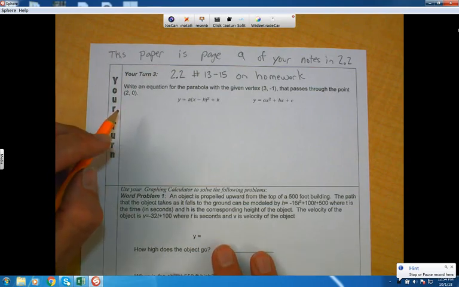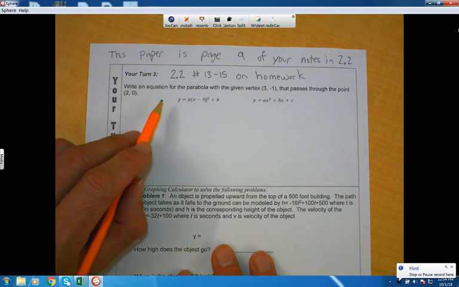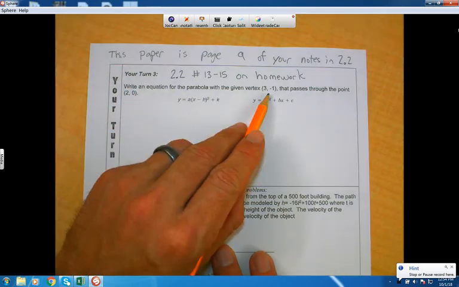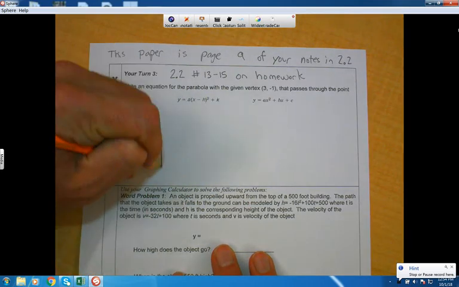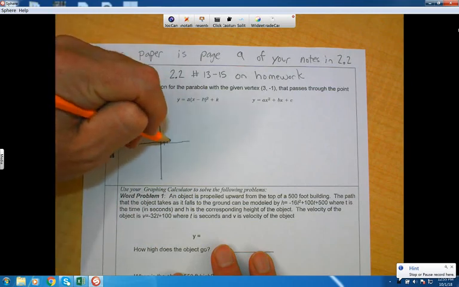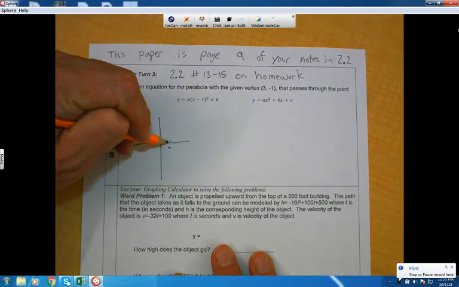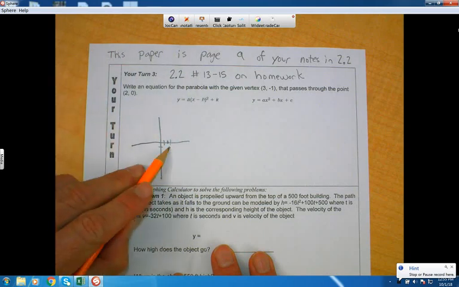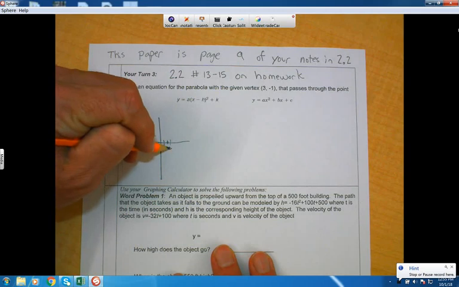First thing I want to do is make sure you even know what the question is asking. It says write an equation for the parabola with this vertex that goes through this point. So let's get a visual look at what's going on there. It says that the vertex is at 3, comma, -1. This is where the parabola changes direction. And then it goes through the point 2, 0. So this is the one where it changes direction, and then it goes through there. So it looks something like this.